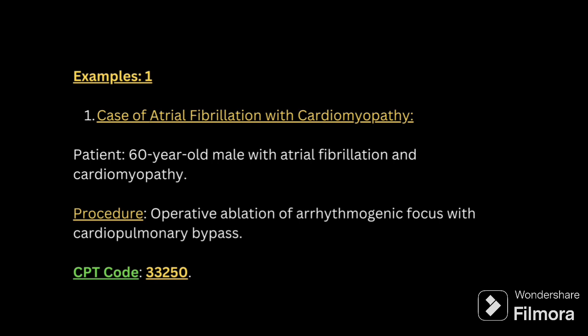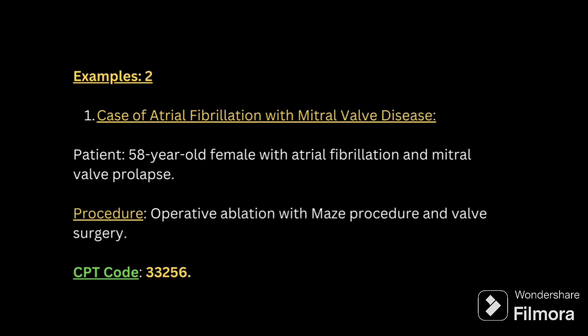So for examples, the first one is a case of atrial fibrillation with cardiomyopathy. Here, a 60-year-old male patient with atrial fibrillation and cardiomyopathy. So here we are giving 33250. Then the second example is a case of atrial fibrillation with mitral valve disease.